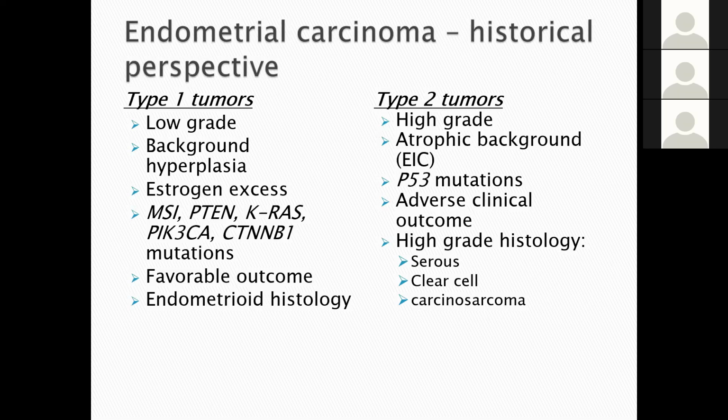Type 2 are the ones that are high grade. So when we talk high grade, we are talking serous, clear cell, carcinosarcoma, undifferentiated and dedifferentiated. They are often arising in an atrophic background, sort of true. And they often carry p53 mutation, so serous obviously is one of them. And they have adverse clinical outcome. They often present with extrauterine disease, even at the time of diagnosis, even when it looks like it's low stage.